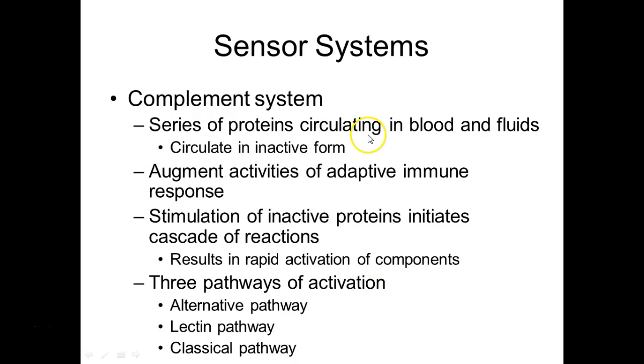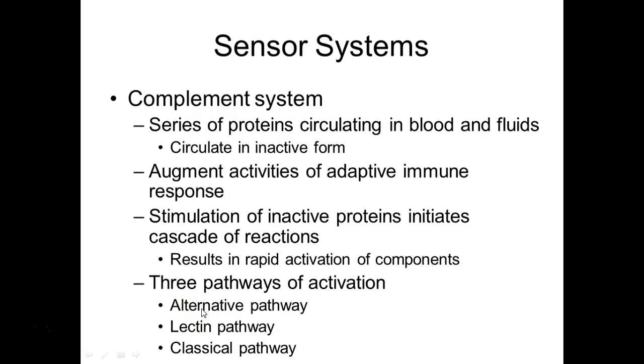So, a series of circulating proteins in blood and your bodily fluids. They're inactive. They've got to be activated, right? Whether it be by antibodies or C3b binding, and we keep getting C3a and C3b, they help us with the adaptive immune response. And once we stimulate the inactives, whether it be antibody binding or the C3b binding, it's a rapid sequential activation, like a domino effect.